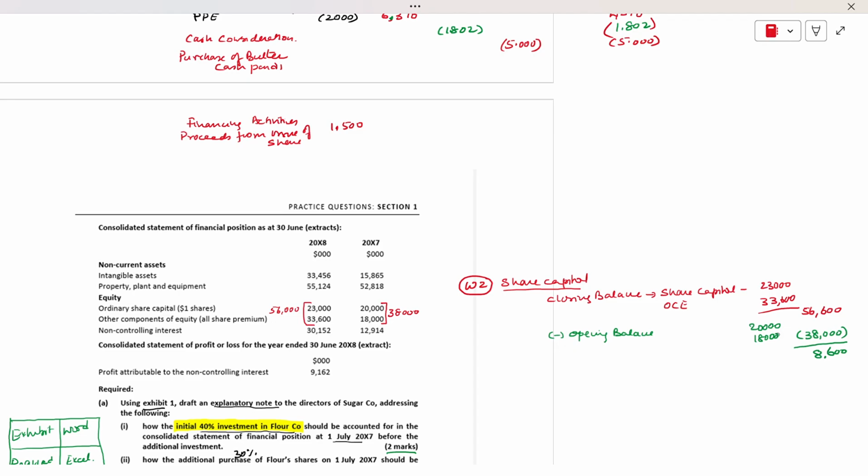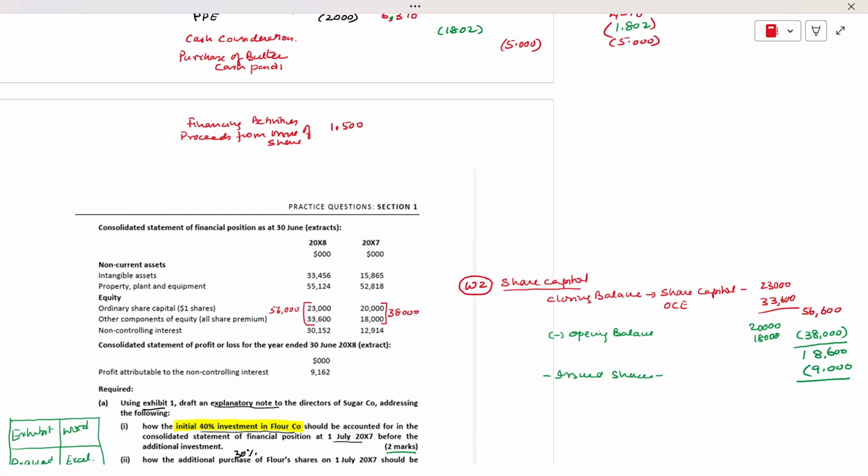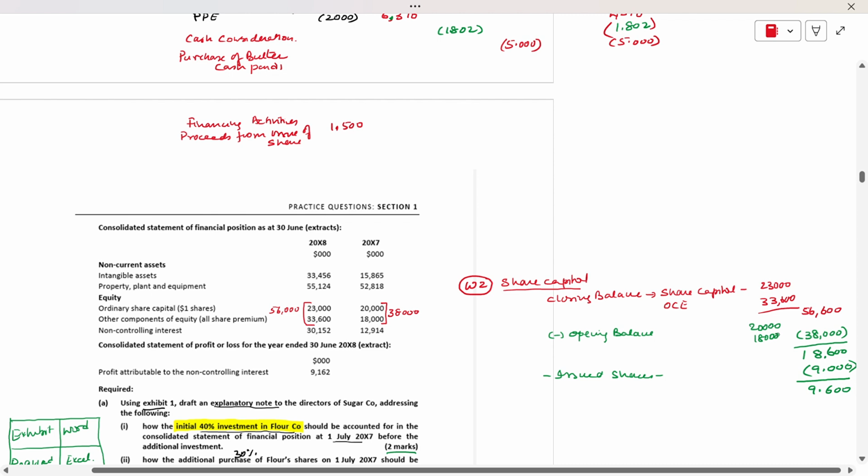Are you clear about this? Yes, sir. How much have we issued in shares? We have issued 9 million. How much will it come to? It will come to 9.6.